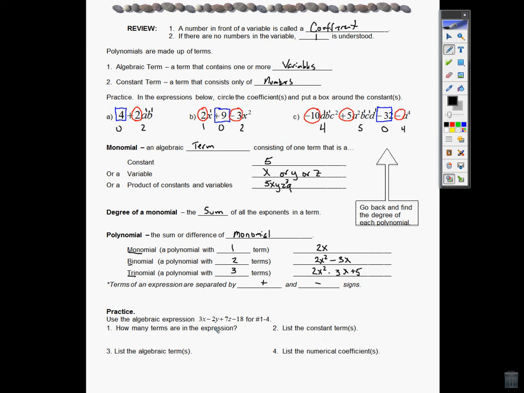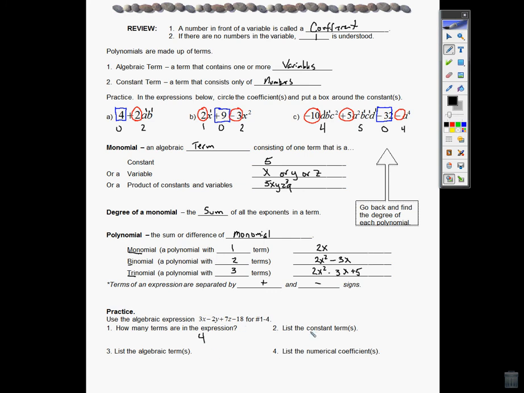So how many terms are in the expression? Well, the terms are the monomials that are separated by addition and subtraction. So I have a 3x, I have a negative 2y, I have a 7z, and I have an 18. So that makes 1, 2, 3, 4 terms.